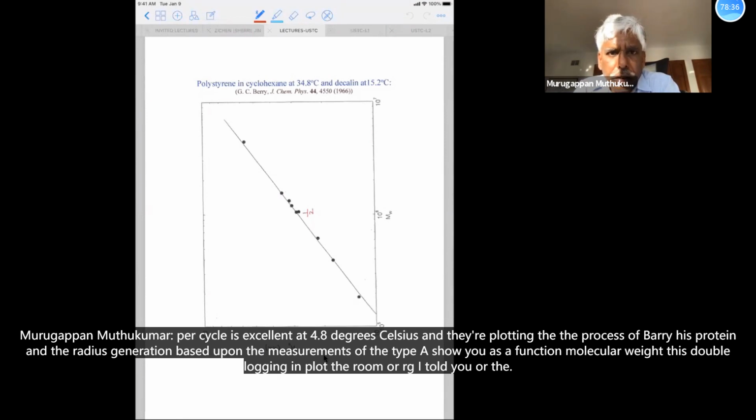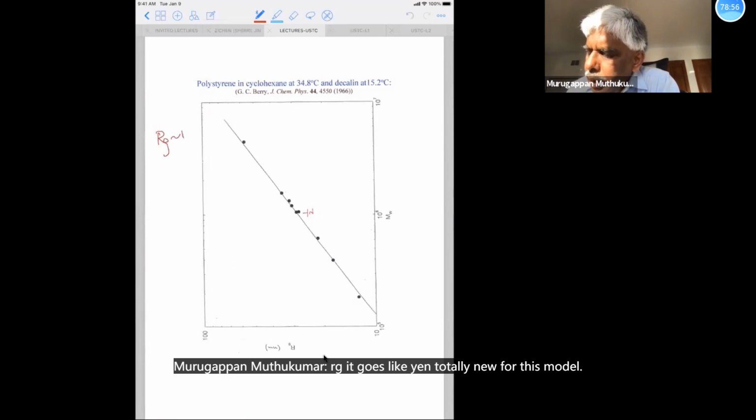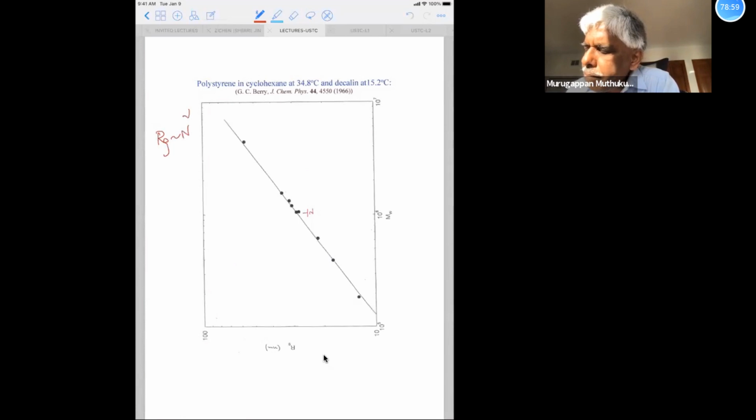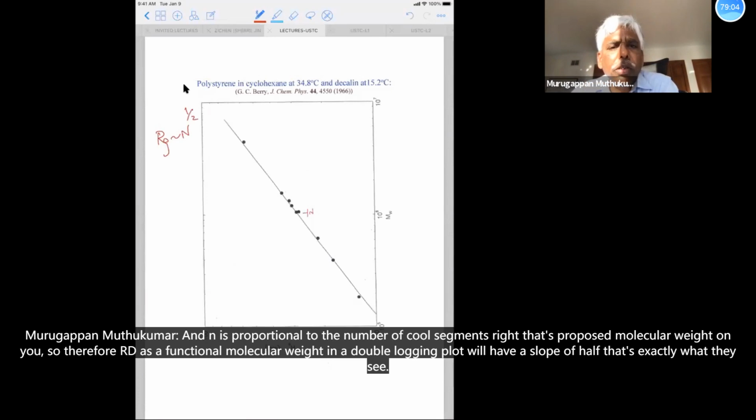This is Professor Berry. He is plotting the radius of gyration, based upon measurements of the type I showed you, as a function of molecular weight. This is a double logarithmic plot. Remember, I told you Rg goes like n to the power nu. For this model, that is half. And n is proportional to the number of Kuhn segments, which is proportional to molecular weight. Therefore, Rg as a function of molecular weight in a double logarithmic plot will have a slope of half. That's exactly what they see.